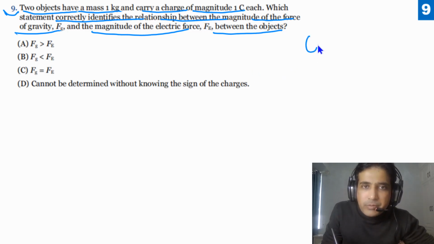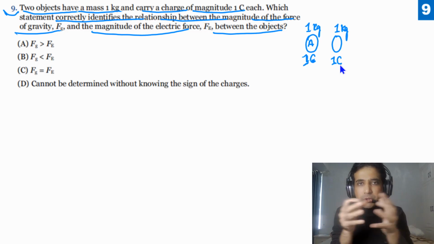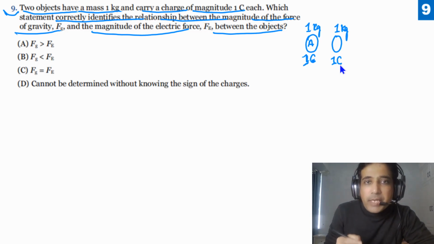Imagine that we have one object. This object has a mass of 1 kg, so its mass is given to us, and the charge on this object is also given. Let's say this is 1 coulomb. The charge on each object is given, that is 1 coulomb. So we can say this is object A, and let's say we have another object, and the mass of this object is also 1 kg, and the charge on this object is also 1 coulomb. We need to find the relationship between gravity and electric force, or Coulomb force.